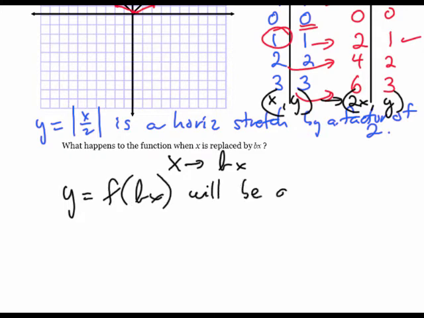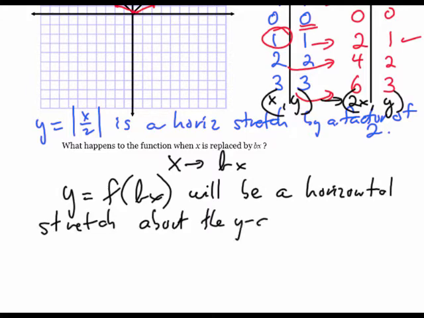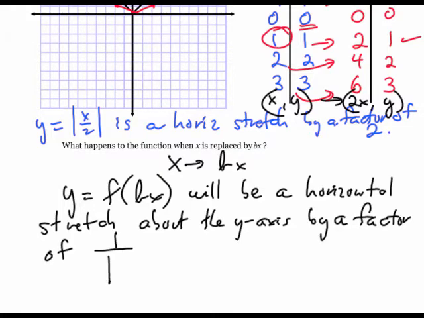will be a horizontal stretch about the y-axis. So the pushing or the pulling in is happening from the y-axis to the x-coordinates. Will be a horizontal stretch about the y-axis by a factor of, I'm going to write 1 over absolute value b, just because if b was negative, that would be a reflection across the y-axis, compared with our original graph.